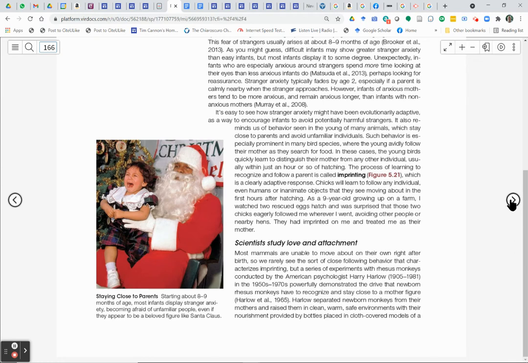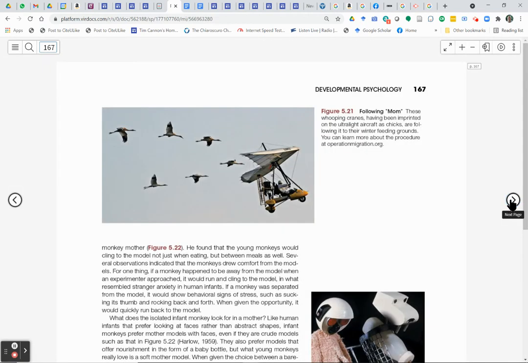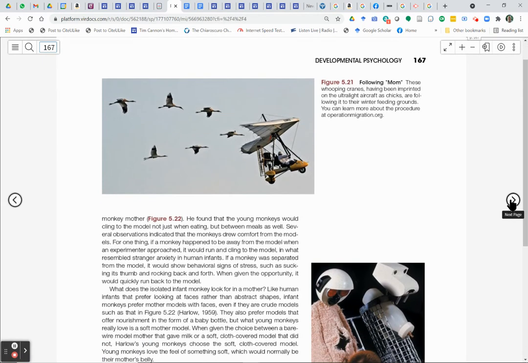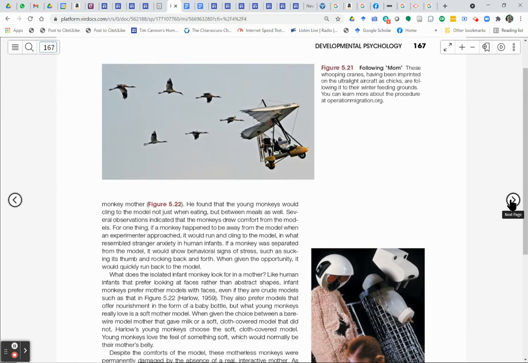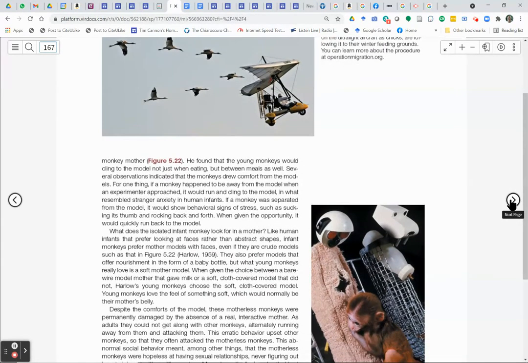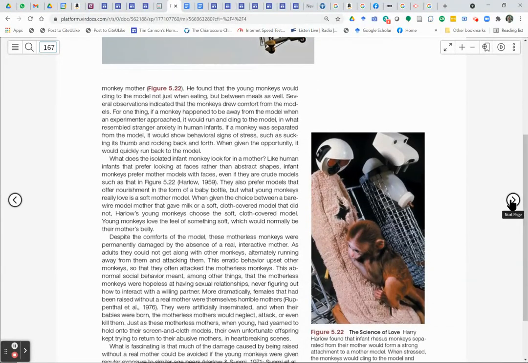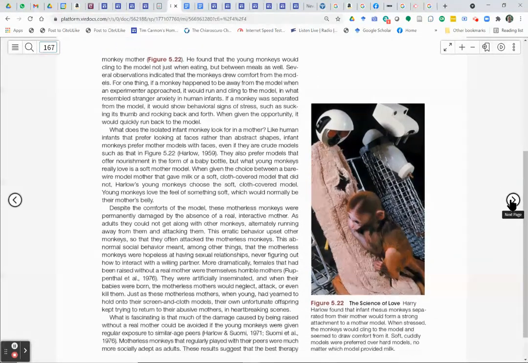Love and attachment. Harlow's research is hard to look at. This picture of following mom, whooping cranes, yeah, they're imprinted, and they need to migrate. And a power glider gets them where they need to go. Boy, that's a real deal.